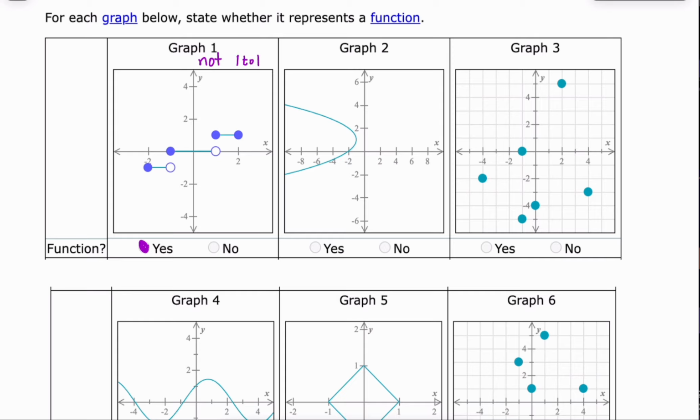Okay, let's look at this one. Is it a function? Well, these vertical lines hit it in multiple locations, so it's a no. If it's not a function, we can't call it a one-to-one function, so don't even worry about that part. Let's take a look at graph 3. Let's go through every single point. Vertical line hits it once. Vertical line hits it twice. So that's a no. That's not a function. So we don't even have to worry about one-to-one.